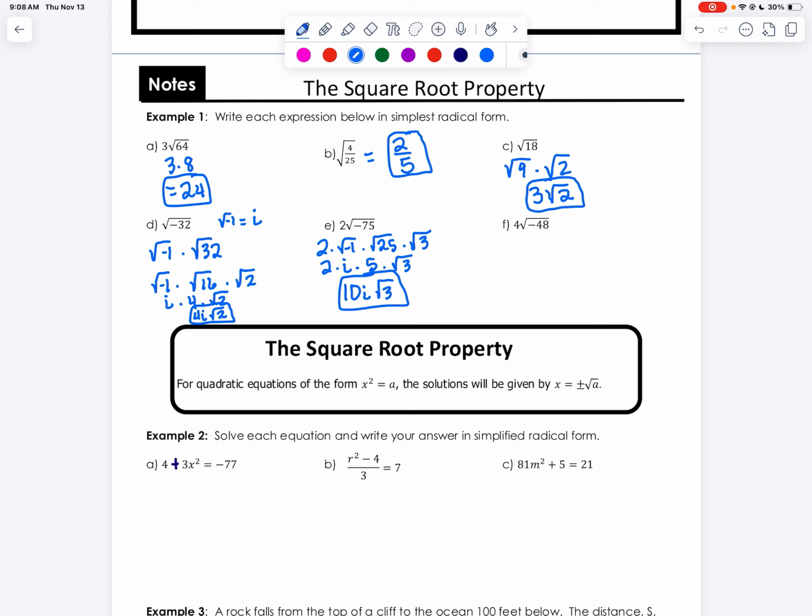All right, pause the video and try problem F on your own. All right, welcome back. Hopefully you simplified this as 4 times square root -1 times square root 16 times square root 3, which would be 4 times i times 4 times square root 3, or 16i square root 3.